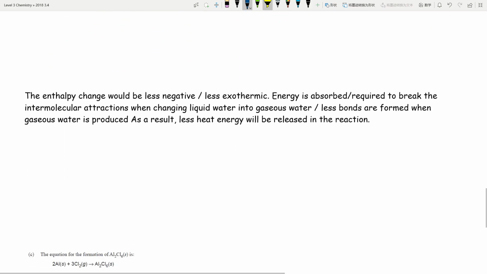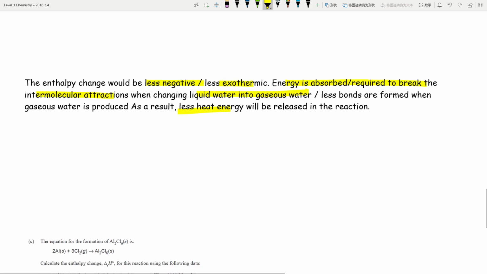This is just a mirror question, so enthalpy will be less negative or less exothermic because you just don't release as much energy. Where did that energy go? Because that bit of energy is being absorbed to break the intermolecular forces of attraction to turn liquid to gas. So therefore you're releasing less heat energy because that heat energy has gone to make this process happen. Okay, hopefully this one makes sense.